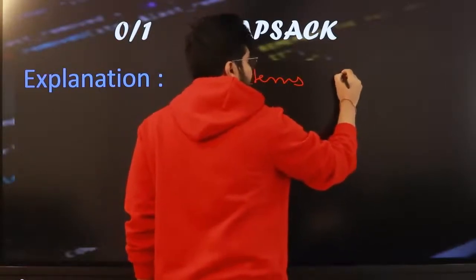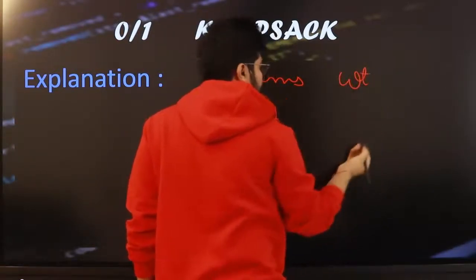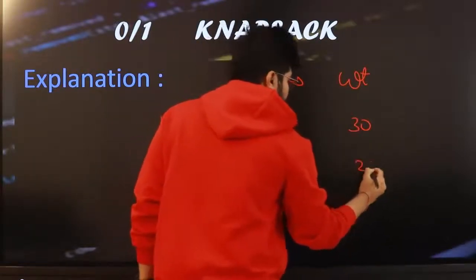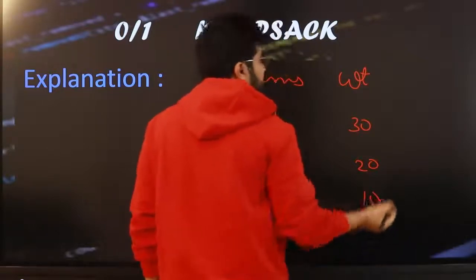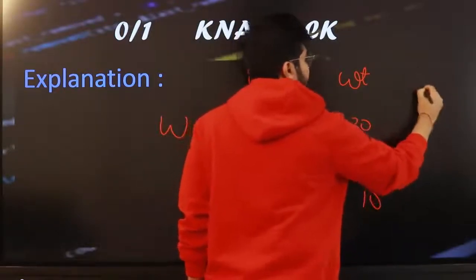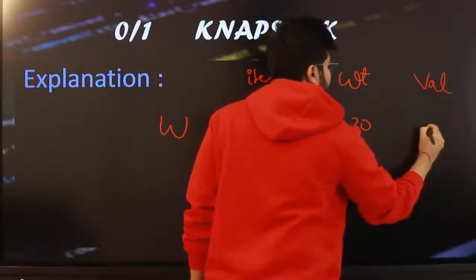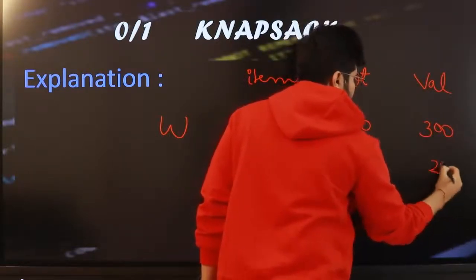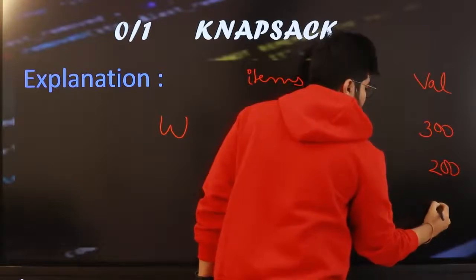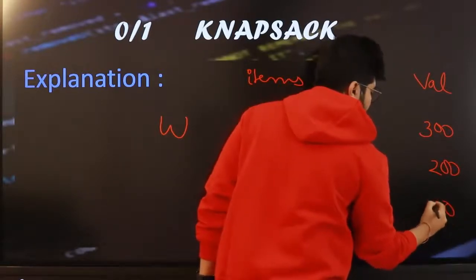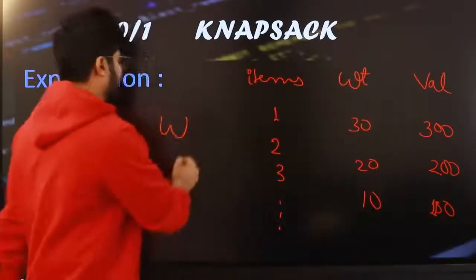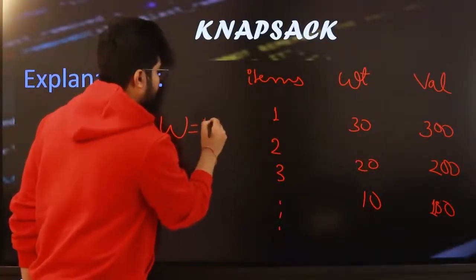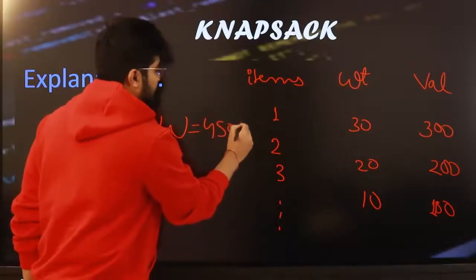So the time is just like the weight of each item. Let's say the first item is 30 kg, then 20 kg, 10 kg, and the marks. Marks is basically a value array, which is going to be 300, 200, or let's say 150. And you have some capacity, it can be anything. Let's say you have a capacity of 400 or 450 kg.